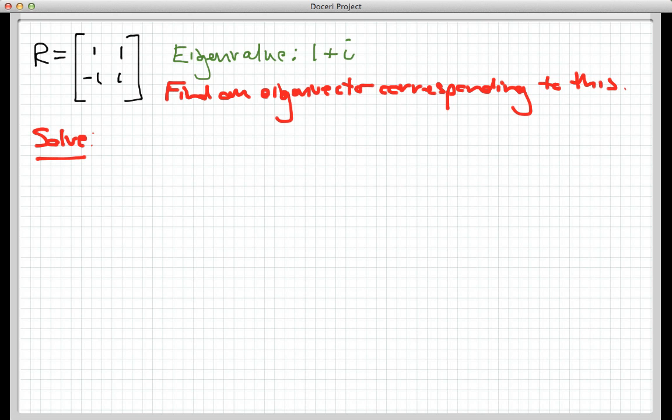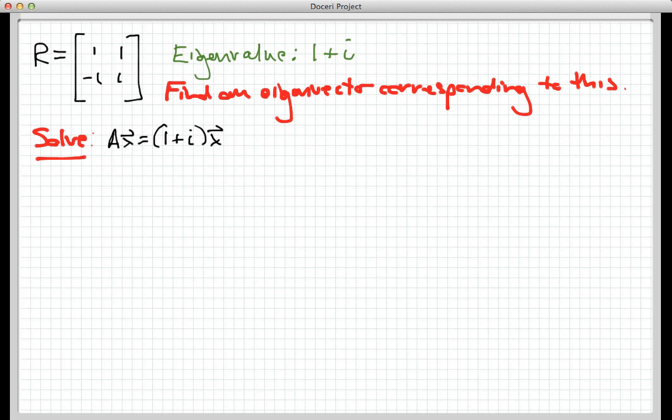So here we go. So here we have this matrix R. We found out that it has an eigenvalue of 1 plus i. There's also another eigenvalue of 1 minus i. Now let's find an eigenvector that corresponds to this. Now to do this, we're going to need to solve an equation. And the equation is A times x equals (1 plus i) times x. I need to find a non-zero vector such that Ax equals (1 plus i) times x.